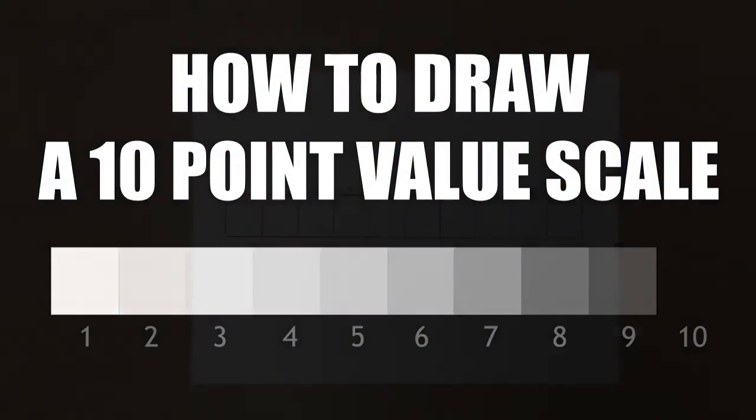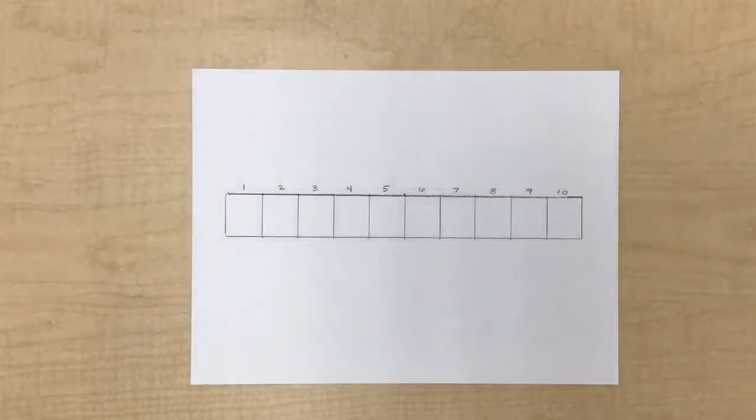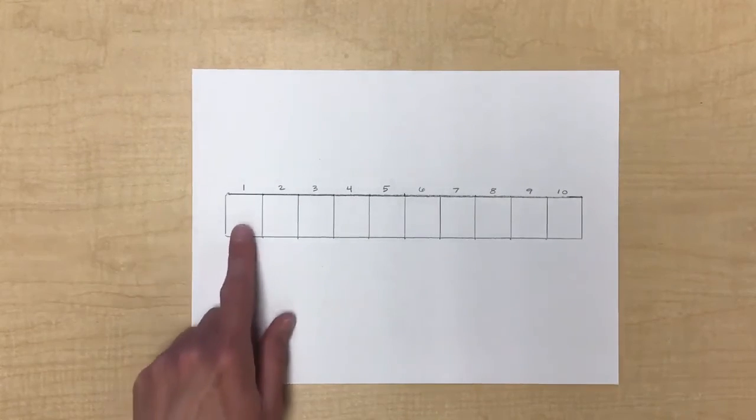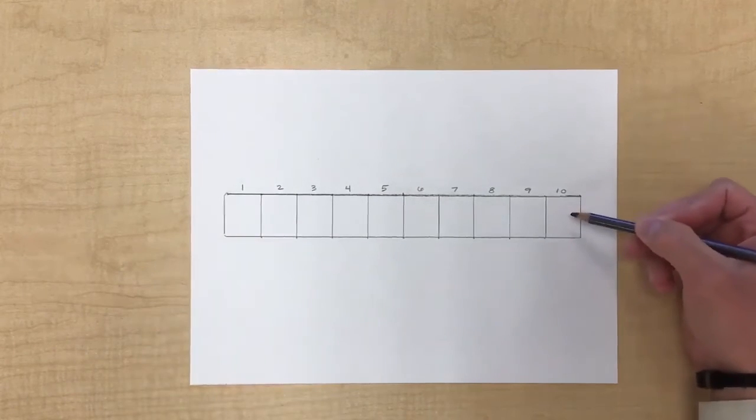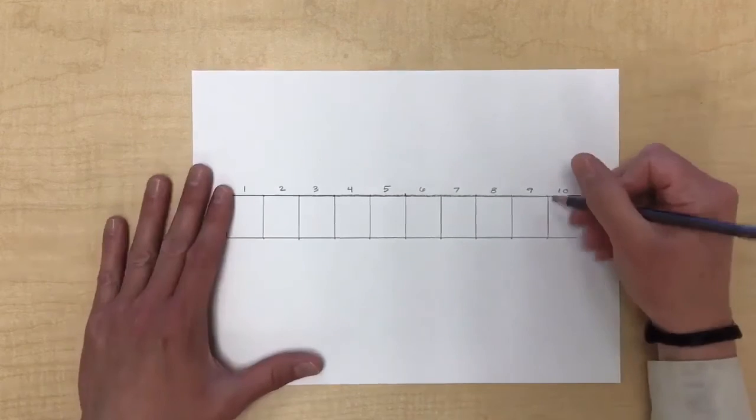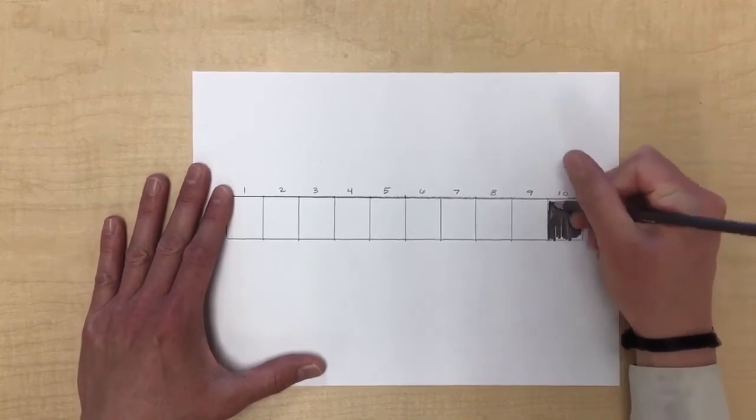Let's take a look at how to do a 10-point value scale. 1 on the left is going to be the easiest. You don't do anything. It's pure white. 10 on the far right is pretty easy as well. You're going to make it a solid black, as dark as you can.